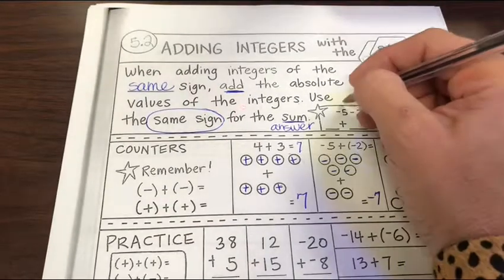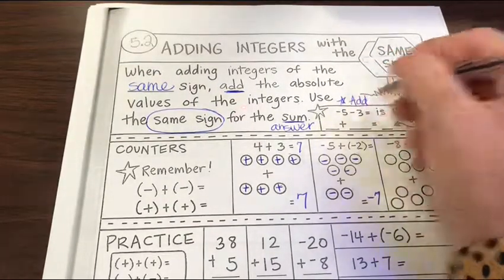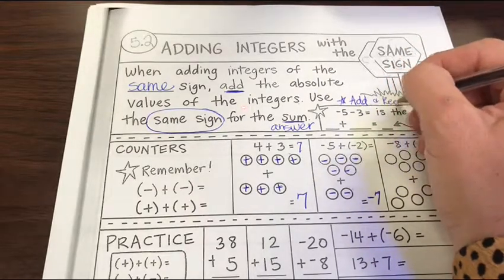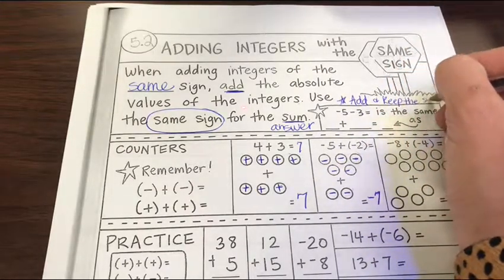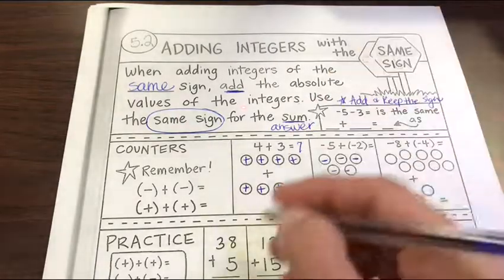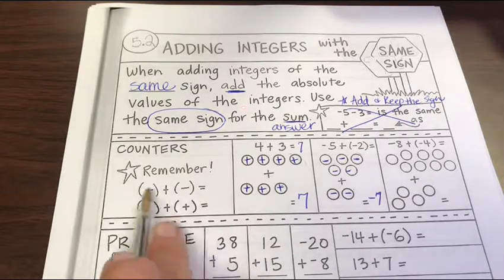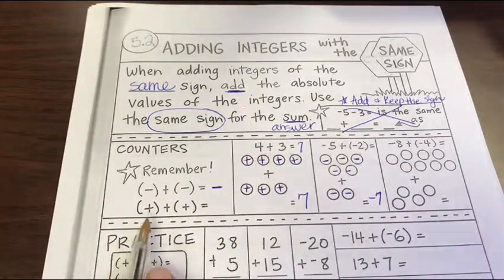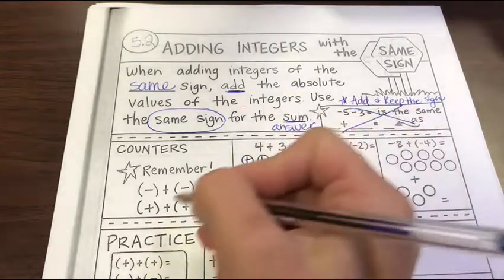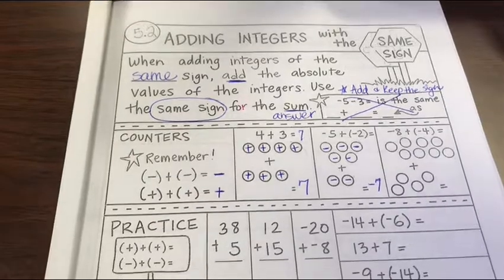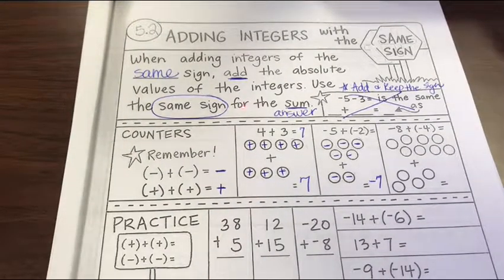Right here, a very short version: when the signs are the same, when you're adding, you're going to add and keep the sign. Add and keep the sign. We're going to cross this out for right now. If you're adding the same type of counters together, and they're both positive, your answer is going to be positive. So it's different than your multiplication and division rules from last week.